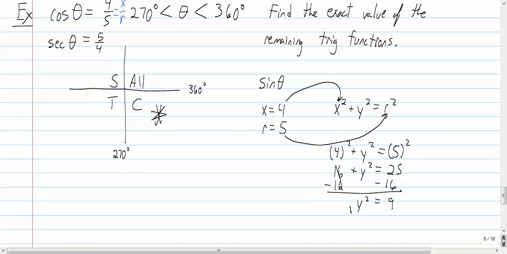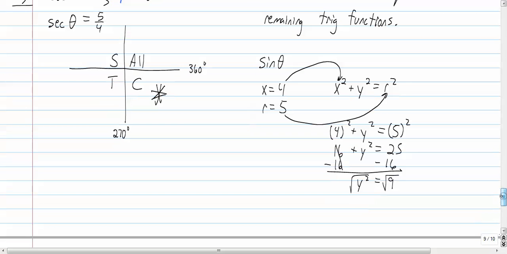We take the square root of both sides to solve for y. The way the math rules work with taking square roots is that if we take the square root of something squared, we say it's equal to plus or minus 3. Now, which quadrant are we in? We know we're in the fourth quadrant. The fourth quadrant has negative y's, so y isn't plus or minus 3, y is just going to be equal to negative 3 because we're in the fourth quadrant.